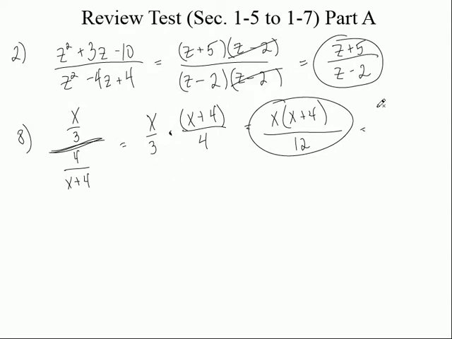I said you could distribute if you wanted to. It'd just be x squared plus 4x over 12. Either one of these is acceptable, but why bother going from here to here? You know what I mean? It's just an extra step. Just keep it like that. We good? That's all that's testing, just to make sure you know division is the same thing as multiplying by the reciprocal.